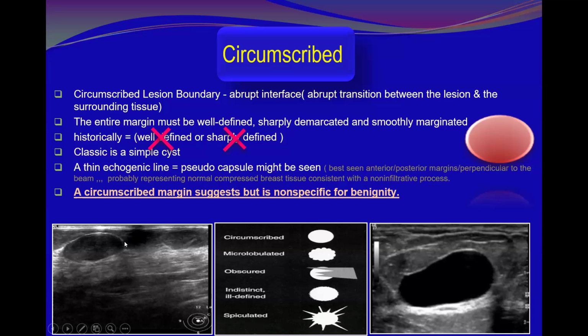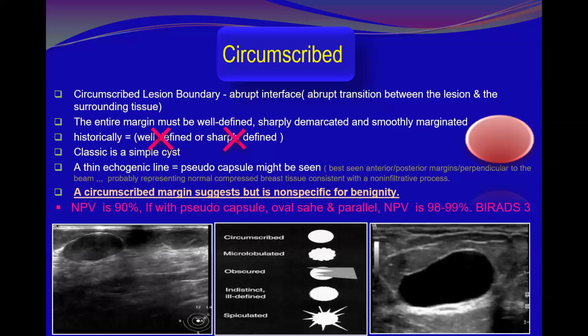It's a classic simple cyst. And this is a fibroadenoma with a pseudocapsule seen completely throughout. This is very important. A thin echogenic line, the pseudocapsule, when seen, has to be seen completely. And in such a case, it will suggest benignity, more in favor of benignity. But in the end, it is a non-specific feature.